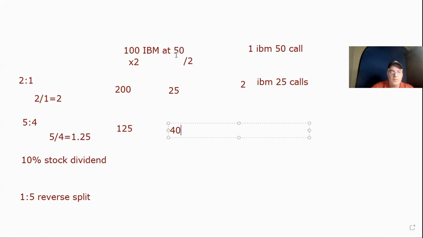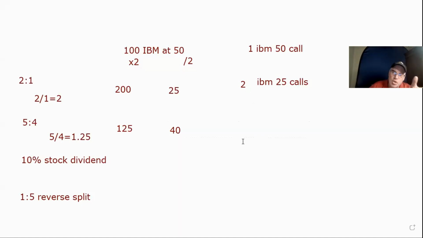Again, 100 times 50 is 5,000. 125 times 40 is still 5,000. So again, 5 for 4. 5 divided by 4, 1.25. You get 125 shares worth 40 now. Again, the big number is still the same. It's still 5,000. But the thing is, in the options, you have to do it different.